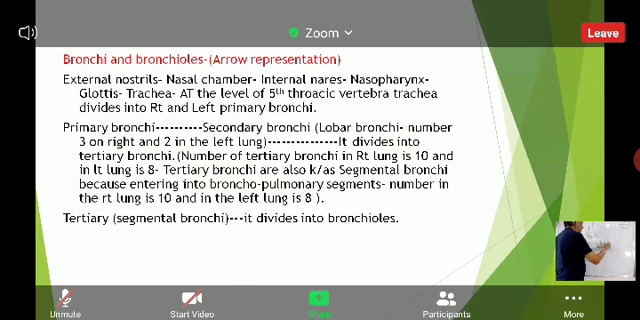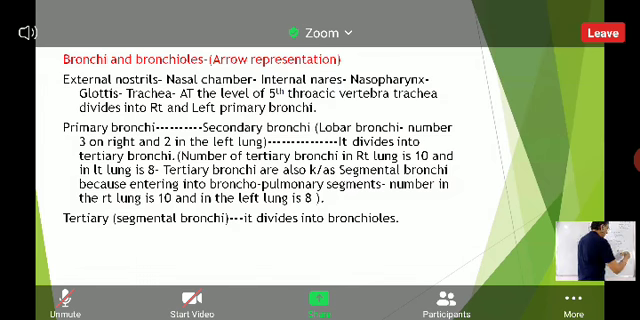Are you getting this point? So this is the branching like this. See what happened here. I'm writing here: trachea, at the level of the fifth thoracic vertebra, is divided into the primary bronchi. This is the right primary bronchus, and here is the left primary bronchus. Now see, the primary bronchi are divided into the secondary bronchi.